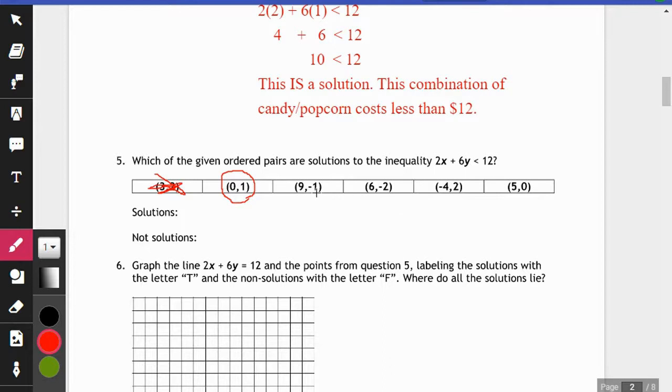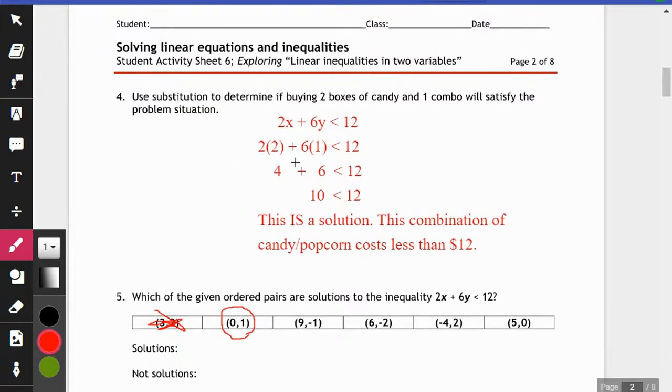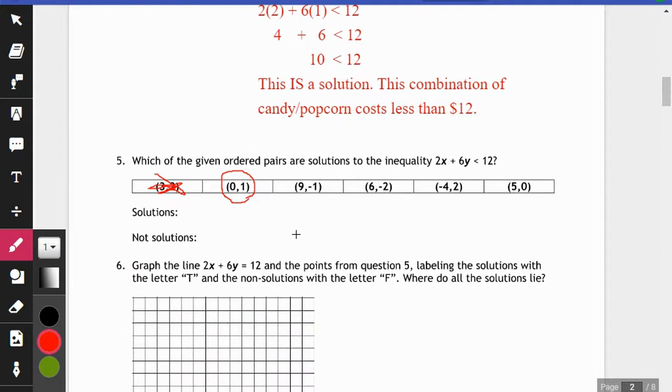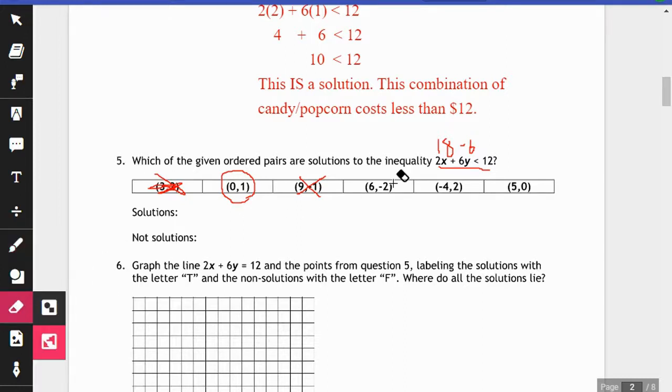How about -1? Now, we've left the realm of popcorn. Obviously, we can't buy negative popcorns, but technically, if they were just dealing with numbers here and not with popcorns, then sure, I can plug in a -1. What if I have that? 9 times 2 is 18. 6 times -1 is -6. 18 minus 6 is 12. That's not less than 12. It's exactly 12. It equals 12. We want it to be less than 12.